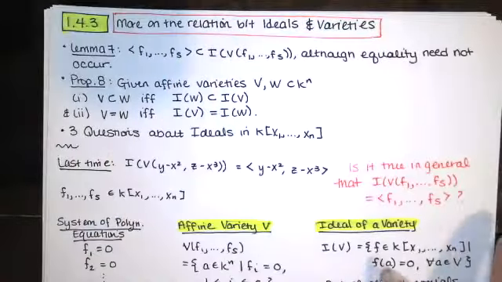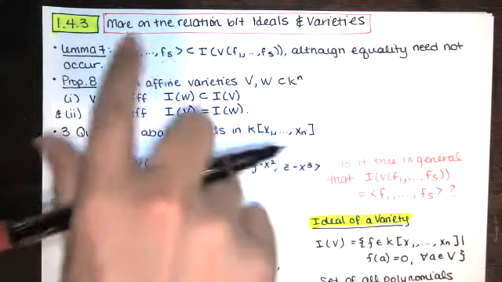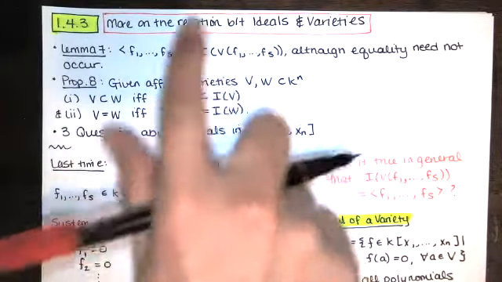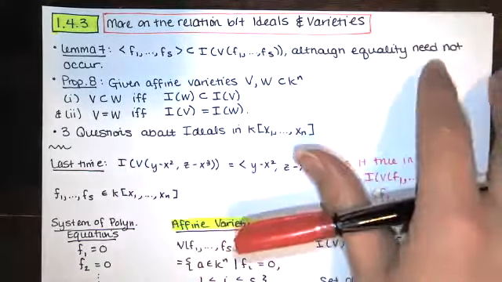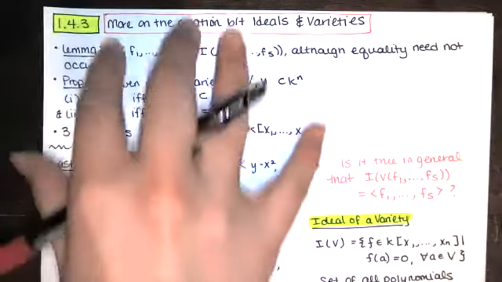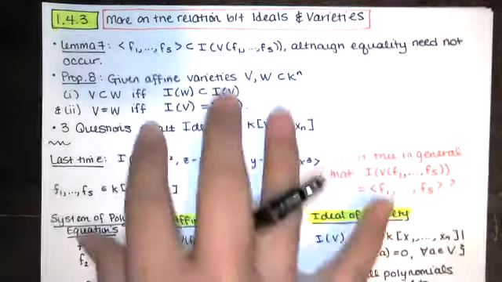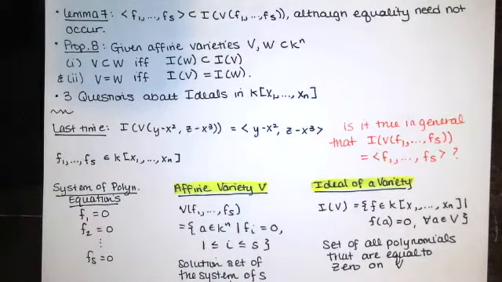That's what lemma number 7 says. Every single polynomial in here is in here, but there may be some in here that are not in here. And that's what, although equality need not occur, means. So we're going to prove lemma number 7 now, and then we'll look at proposition 8, and then we'll talk about 3 questions about ideals.